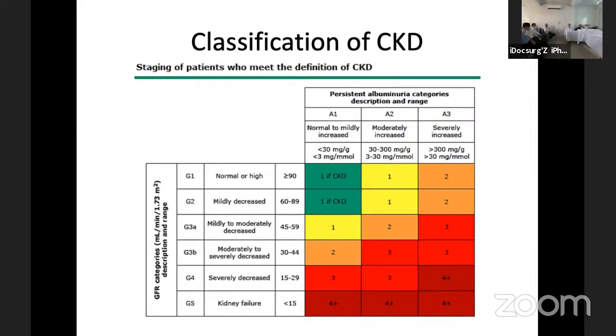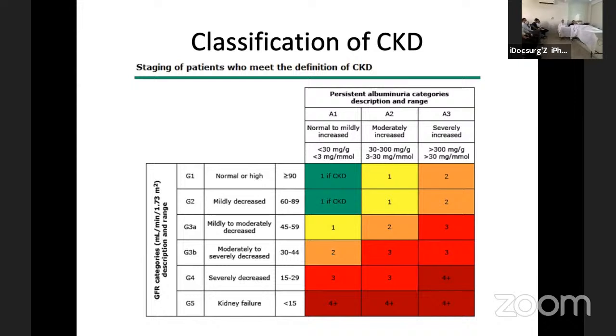So starting from stage 1, the GFR may be equal to 90 or more than 90. Then stage 2, 60 to 89. Stage 3 is divided into 2, 3A and 3B, with GFR ranging between 45 to 59 and 30 to 44. Stage 4, 15 to 29, and stage 5 is less than 15.